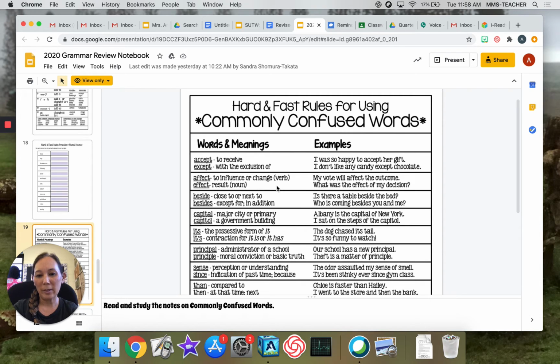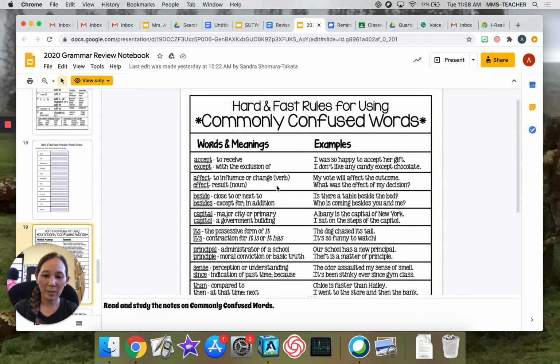Capital is a major city or primary. And it's with an A-L. You notice the spelling is C-A-P-I-T-A-L. So Albany is the capital of New York. It's a major city. And capitol, O-L, a government building. It's a place. I sat on the steps of the Capitol.